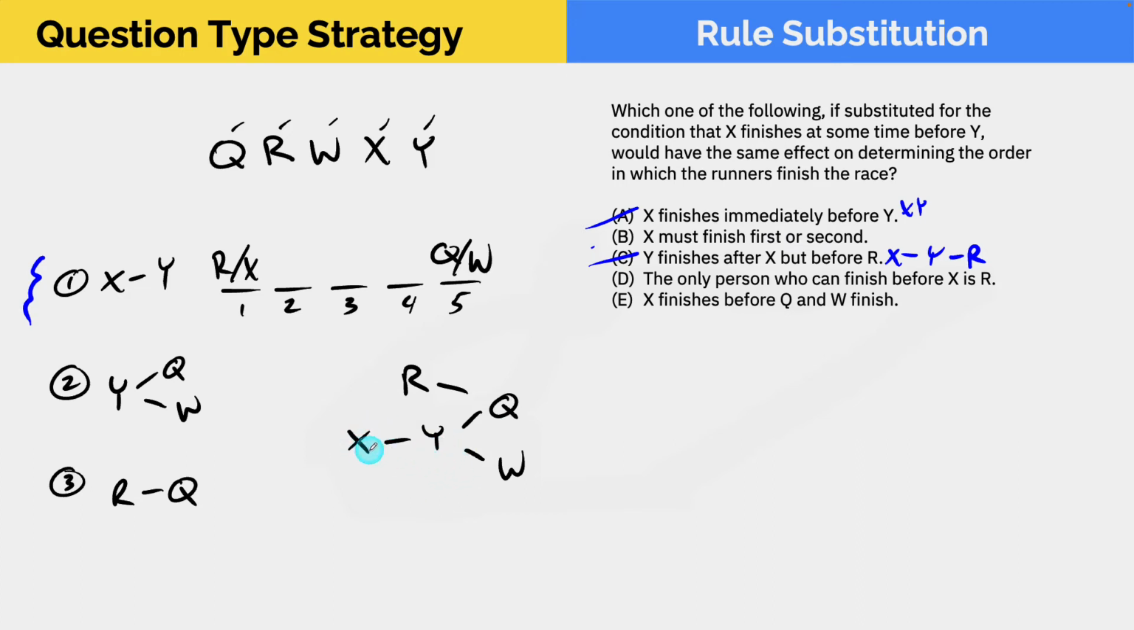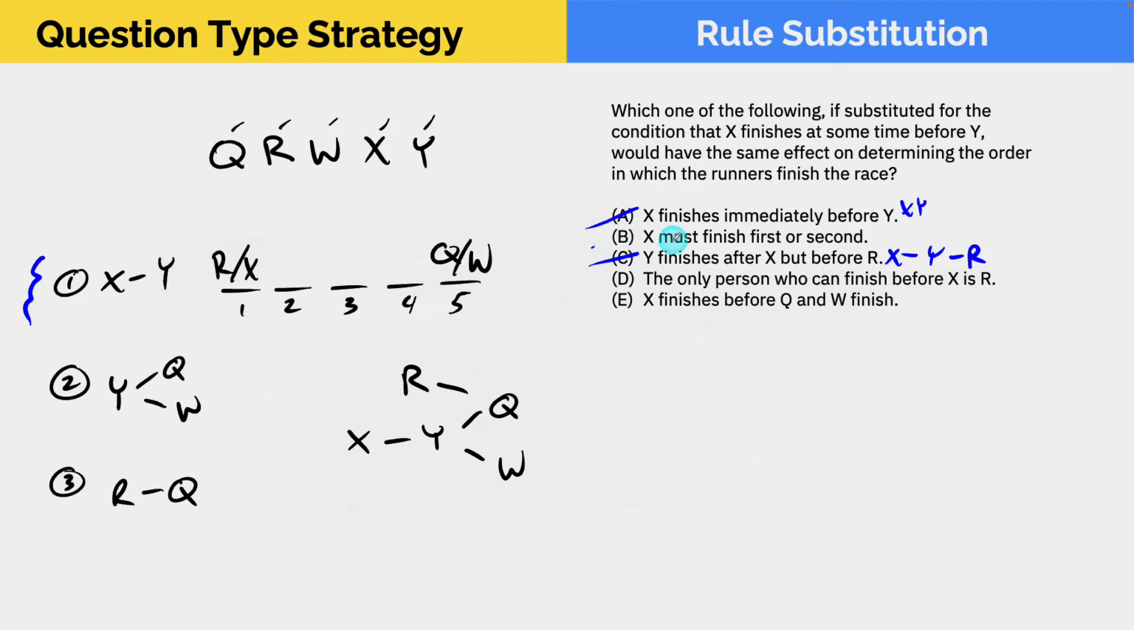So if you wanted to put anyone before X, it would have to be the R. So D passes the first criteria. E says X finishes before Q and W finish. That was true under the original rules, so E passes the first criteria as well. Now let's go back and apply the second criteria.